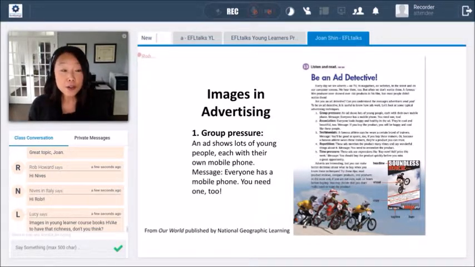So one is group pressure. An ad shows a lot of people, each with their own mobile phone. What message are you getting from this? Oh, everyone has a mobile phone and you need one too.